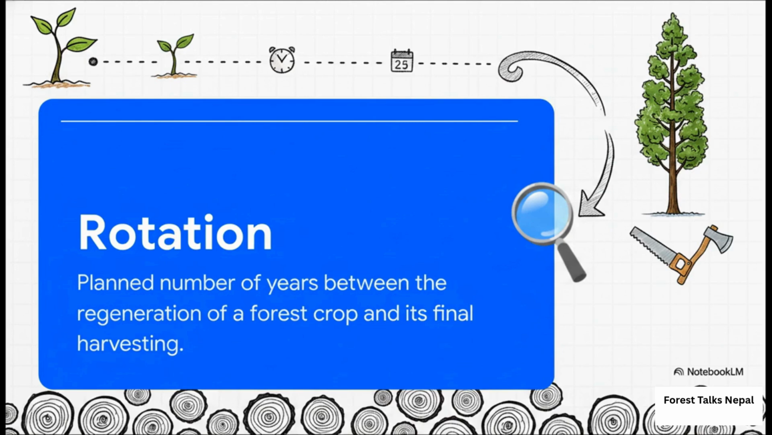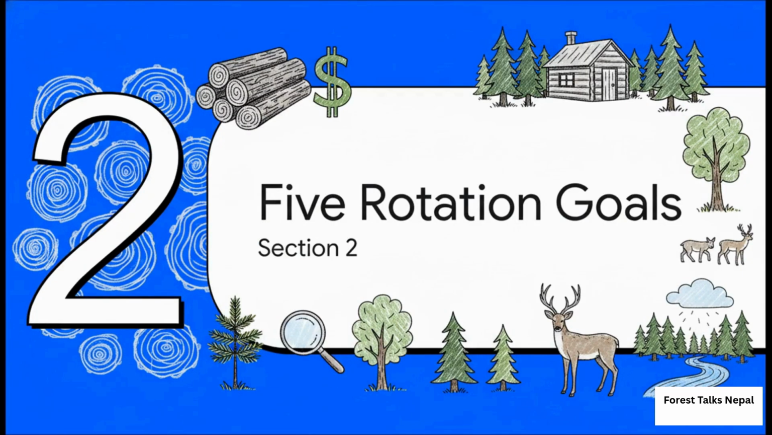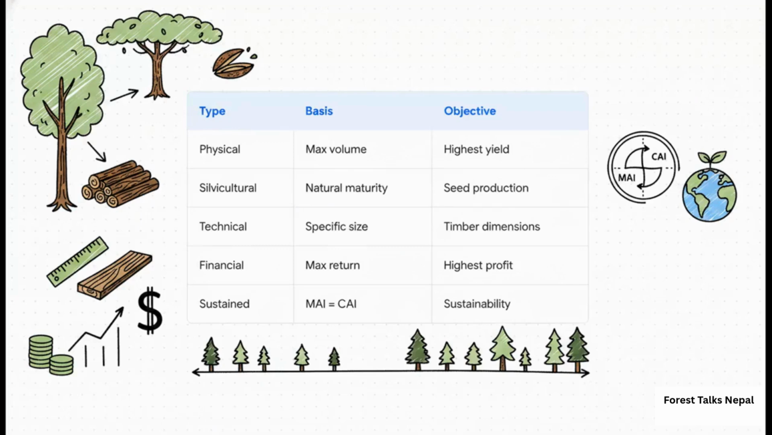Moving on to section 2, the 5 rotation goals. Now, what's really interesting here is that this planned number of years doesn't just come out of thin air. A forester's timeline depends entirely on what they actually want to get out of their crop. To understand this, we need to look at 5 distinct goals, or let's call them forester personas. Depending on who is managing the land, the timeline of the forest is going to shift drastically. We have a sort of menu here of the different objectives a forester can choose from.